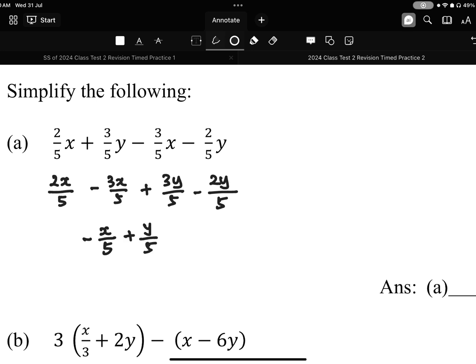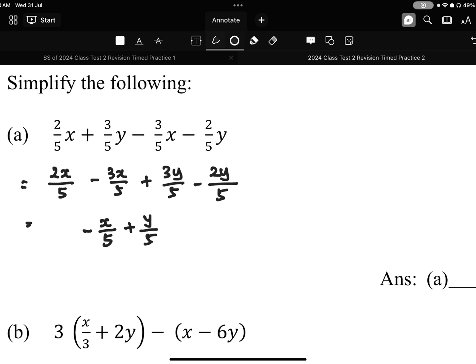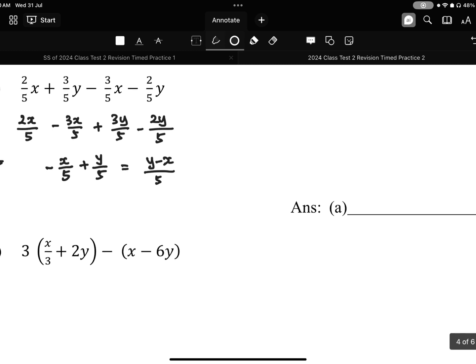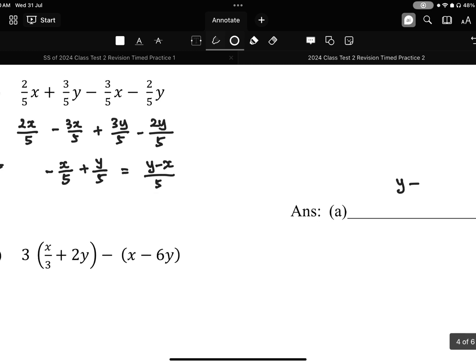plus y over 5. Okay, so when you reach this form, it's actually sufficient already, but if you really want to, you can still put them together in this manner, right? It's positive y, negative x. So this is also fine, right? So either case is fine. Okay, so I'll just put the letter over here.